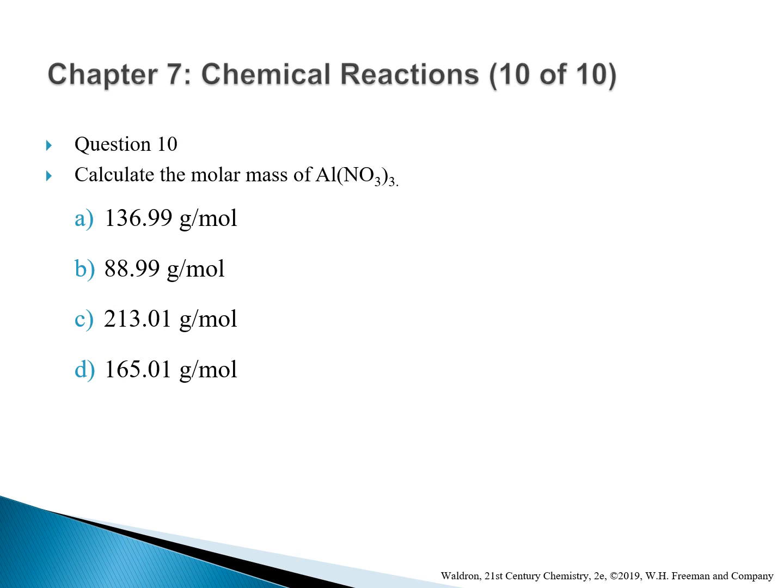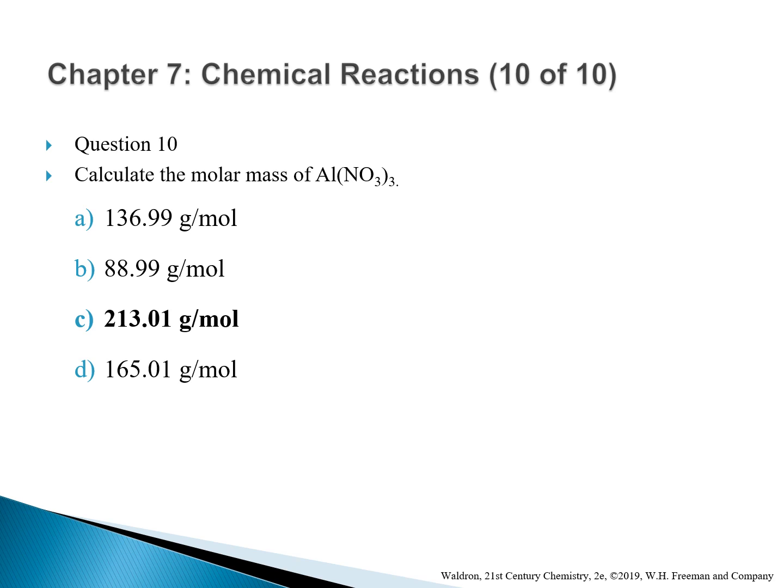Question 10. Calculate the molar mass of aluminum nitrate. A. 136.99 grams per mole. B. 88.99 grams per mole. C. 213.01 grams per mole. D. 165.01 grams per mole. Please pause your video here. The correct answer is C.